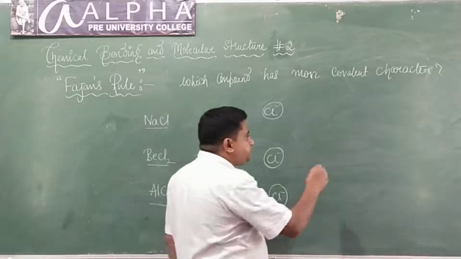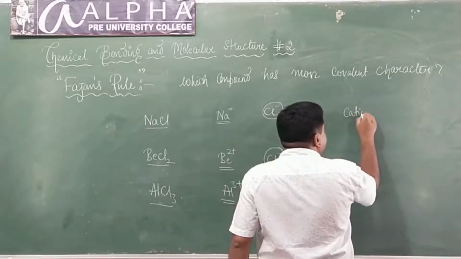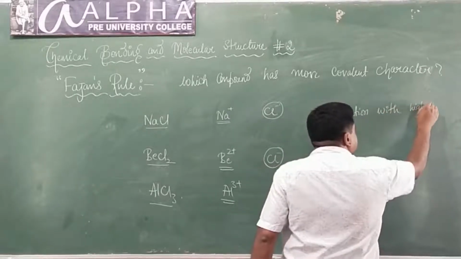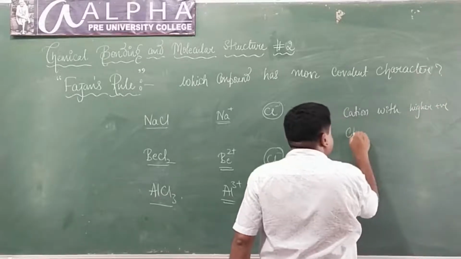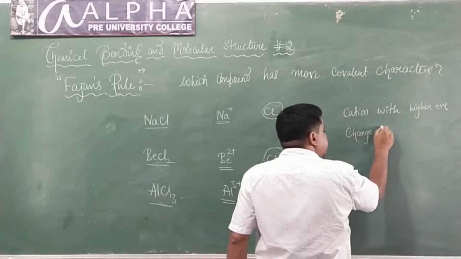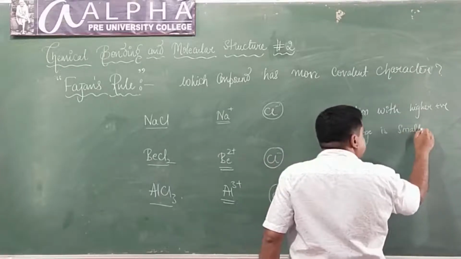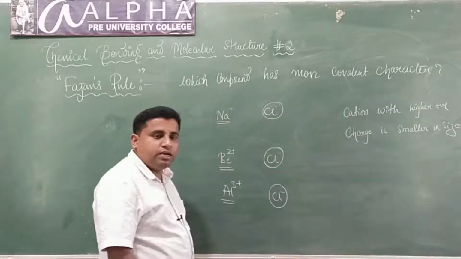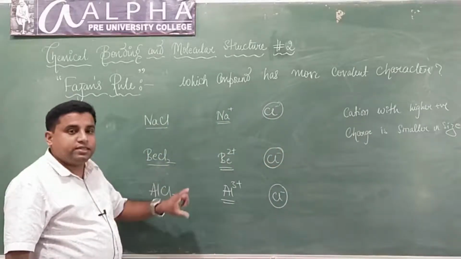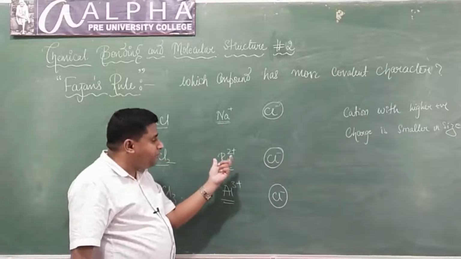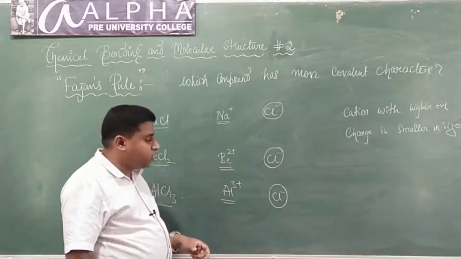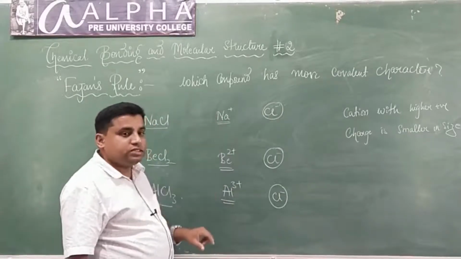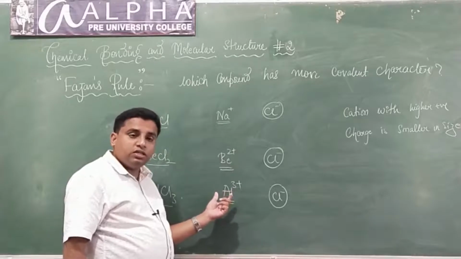We know that a cation with higher positive charge will be smaller in size, am I correct? So we have sodium ion, beryllium ion and aluminium ion. Aluminium has plus 3 charge, beryllium plus 2 charge, sodium plus 1 charge. So the higher the positive charge, the smaller is the ion.